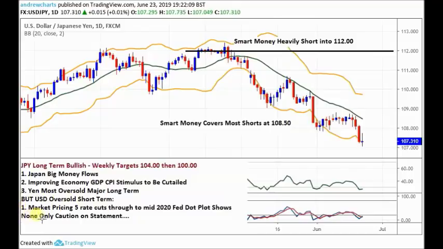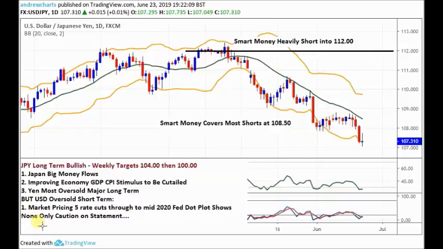Okay, the market after the Fed last week is pricing in 5 rate cuts through to mid-2020. One is in the market size 100% discounted for July. The Fed dot plot though shows none for 2019 at all. Market's got 2 penciled in.